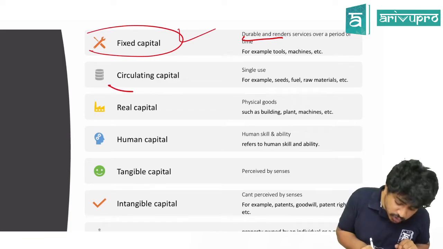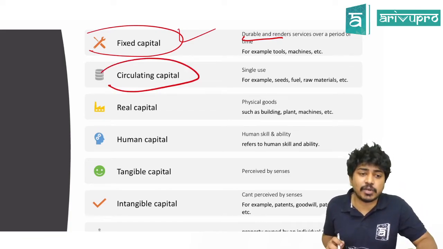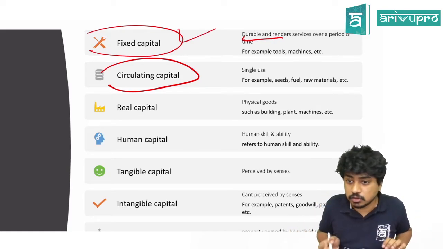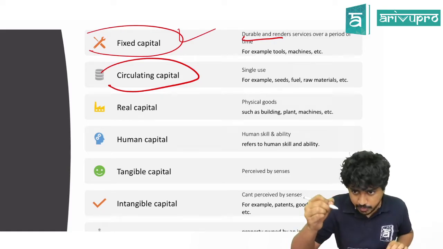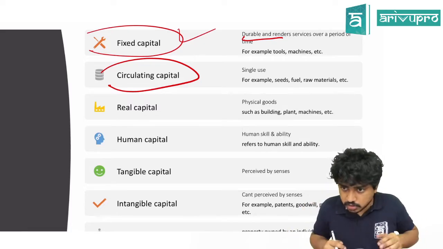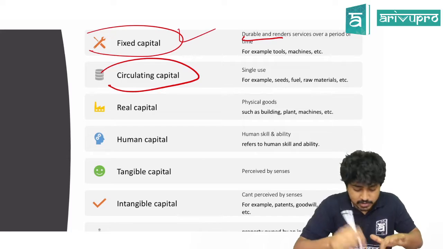Now, circulating capital. Circulating capital means which can be used only once. For example, ink. When you write an exam, assume you are using an ink pen. Once you write with that ink pen, ink is lost. Can you use it again? No, that is circulating capital.